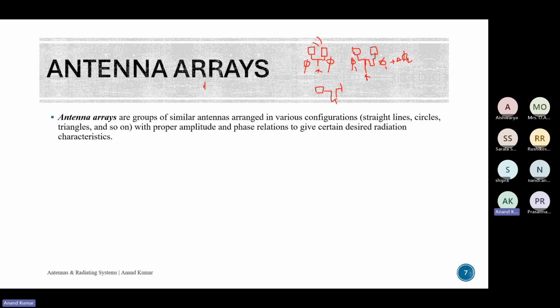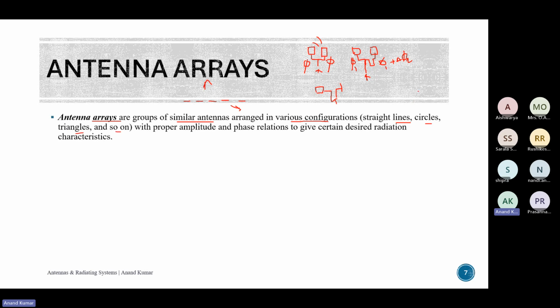If you have done any data structures classes, or coding in C or Python, arrays are essentially a series of elements. Similarly for antennas, if we have a series of elements, being smaller or similar antennas, we form arrays, and using these arrays we achieve some desired functions. So antenna arrays are a group of similar antennas arranged in various configurations. They could be straight lines, circles, triangles, and so on.